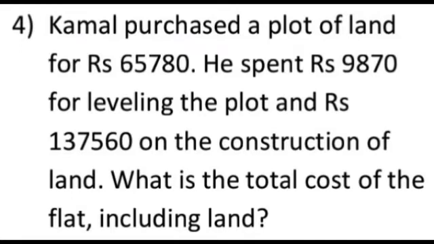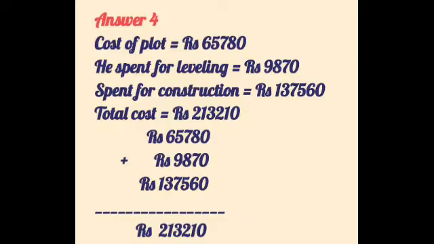Kamal purchased a plot of land for rupees 65,780. He spent rupees 9,870 for leveling the plot and rupees 1,37,560 on the construction. You have to find the total cost. So here is the answer. Cost of plot, amount spent for leveling, amount spent for construction. So total cost will be 2,13,210. Please write down in your copy, arrange in column and add also.